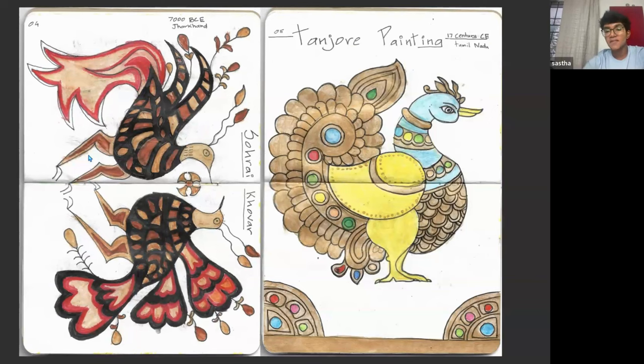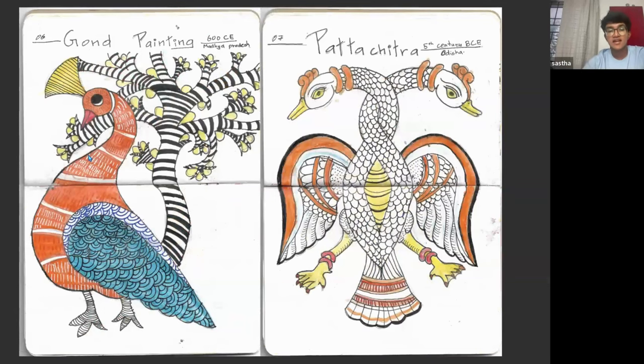Tanjore painting, I've tried to replicate the golden part, and as you can see, it has the vibrant colors and the pop and the enlarged face, enlarged features, along with the borders. Goan painting, as you can see, contains lines and dots, so that can create more depth. And Padachitra is basically a type of folk art. It is just their style of choosing what to replicate and what to depict in the art forms.